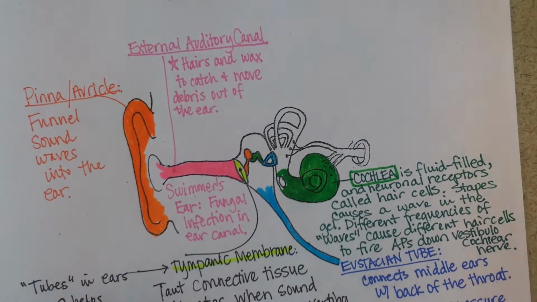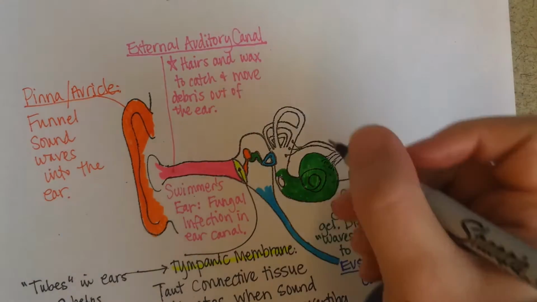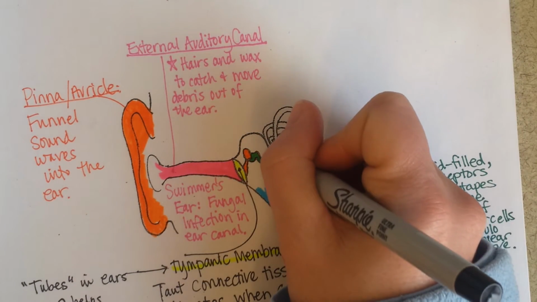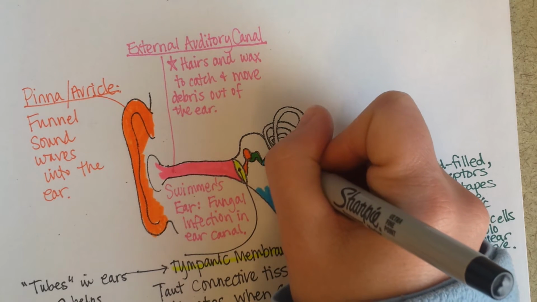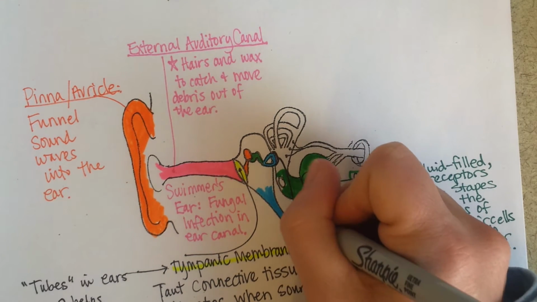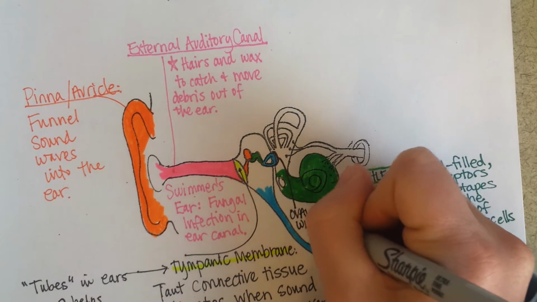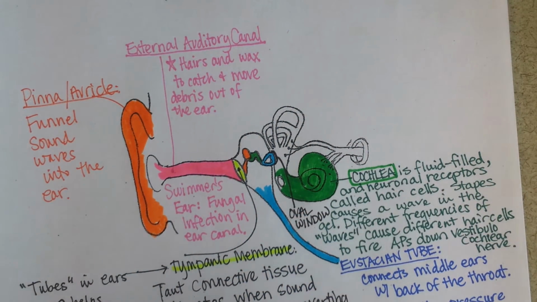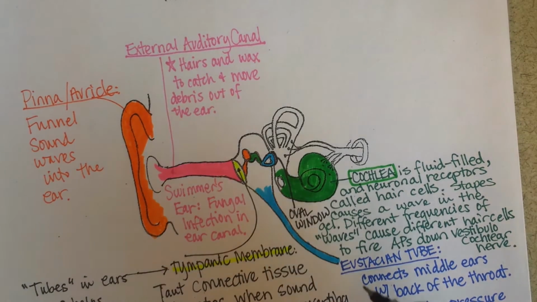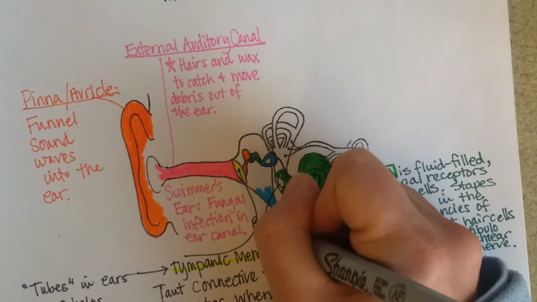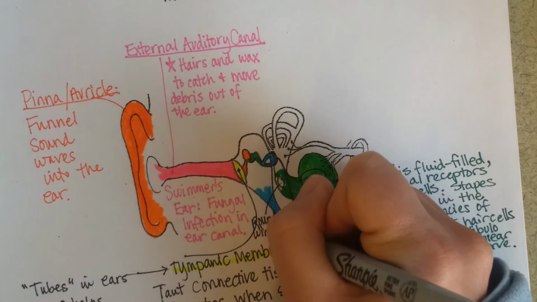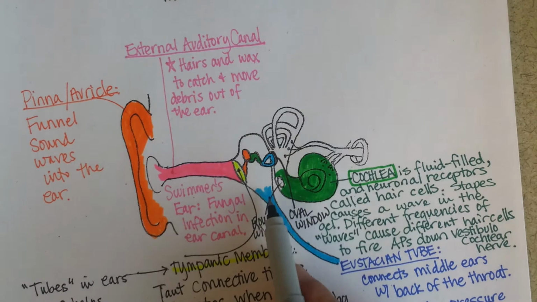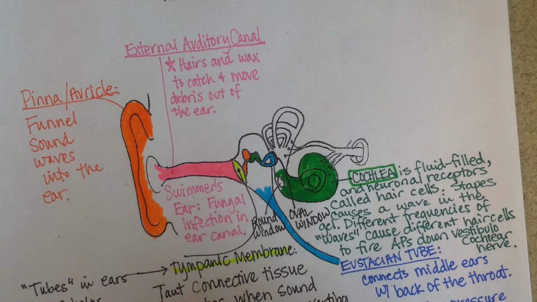So I'll use a black pen right here. It's the oval window. It's a thin membrane that the stapes attaches to this otherwise bony structure. And then right here, this is the round window. And it allows the excess pressure to be released through a thin membrane. So when the oval window pushes in, the round window pushes out.